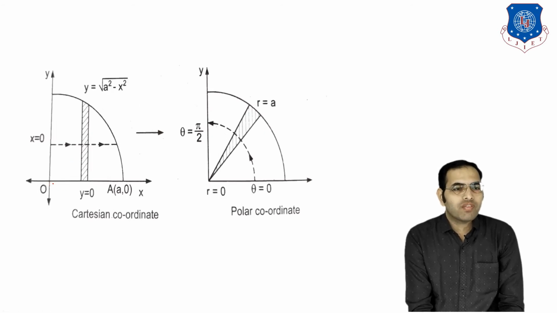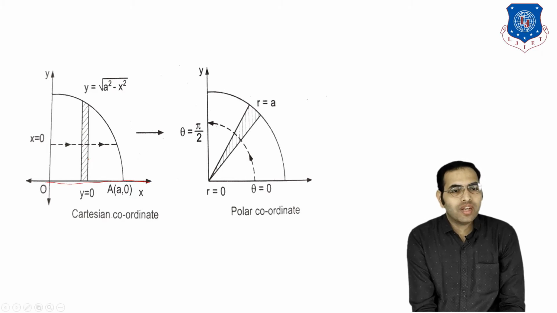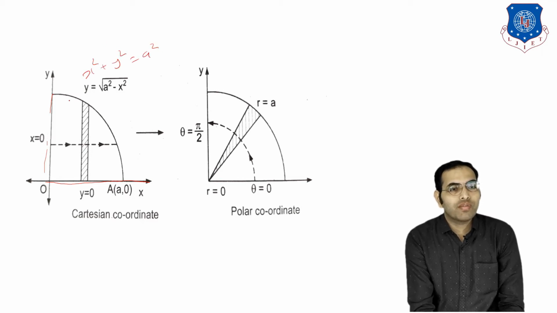Here we have the equations of the straight lines: y equal to 0, which lies on the x axis, then x equal to 0, which lies on the y axis. Simplifying this term will give you x square plus y square equal to a square, that is the equation of a circle.